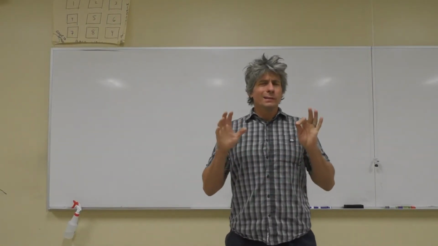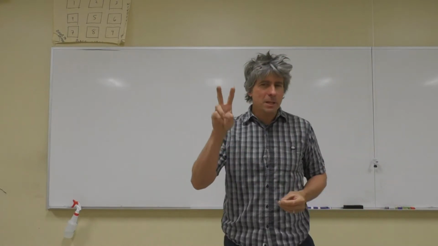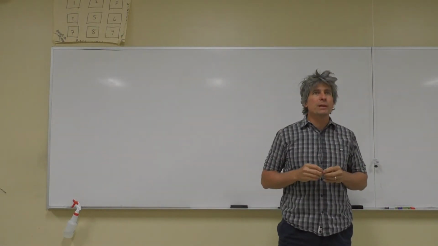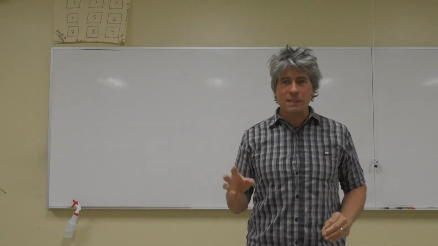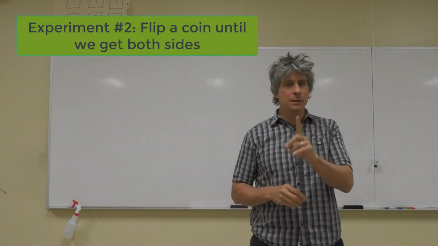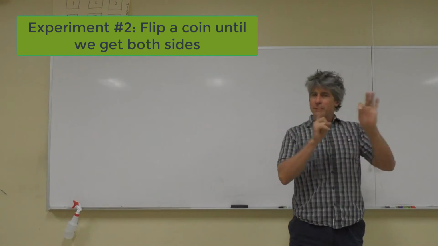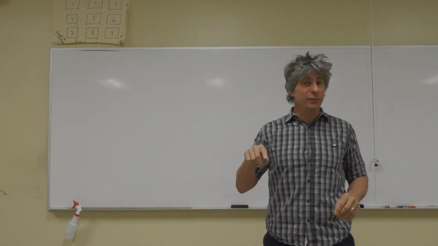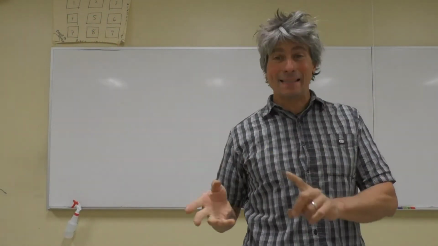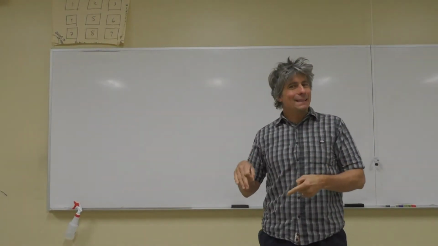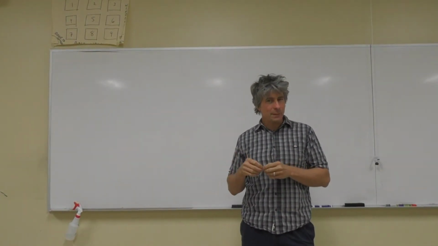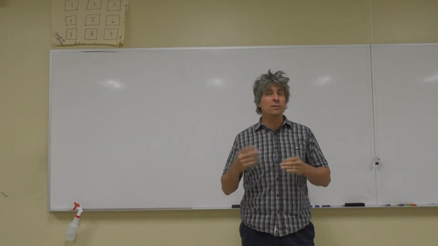Okay, friends, let's change the experiment. We're still going to use a coin, but here's experiment number 2. We're going to flip this coin until we get both sides. Experiment number 1 was flip until we got a repeated side. So if it went heads, heads, we were done. But we won't be done here in this experiment, in that case. We have to keep flipping until both sides are seen.